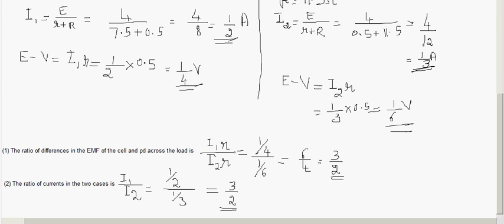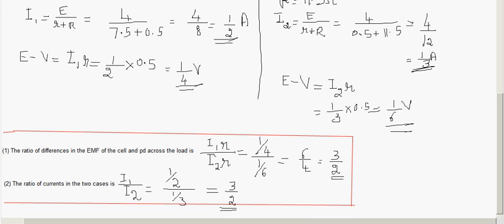So with this we get the answer for both the ratio of differences in the EMF of the cell and the potential drop across the load, and also the ratio of currents in the two cases. This is the answer. The ratio of differences in the EMF of the cell and potential drop across the load is I1 r by I2 r, which is equal to E minus V1 divided by E minus V2. And for the ratio of currents in two cases, find out the current in the two cases and then find the ratio.